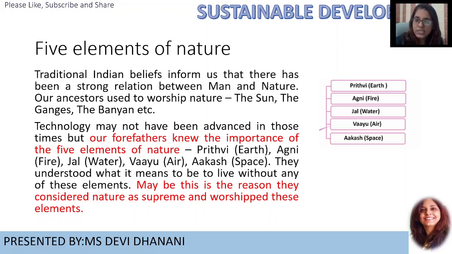Now technology has advanced. That time it was not that advanced, but still our forefathers knew the importance of the 5 elements: Prithvi, that is earth, Agni, fire, Jal, water, Vayu, air, Akash, space. They understood what it means to live without any of these elements. And this is the reason they used to consider nature as supreme and worship these elements.